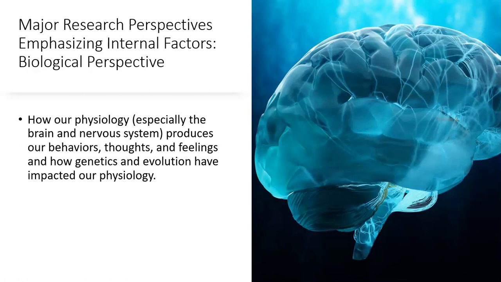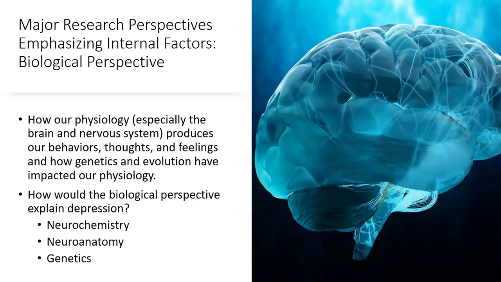So as your authors put it, they talk about how our physiology, the brain and nervous system, produces thoughts, how it produces behaviors, how it produces emotions. And then also looking at genetic influences and evolutionary influences as well.